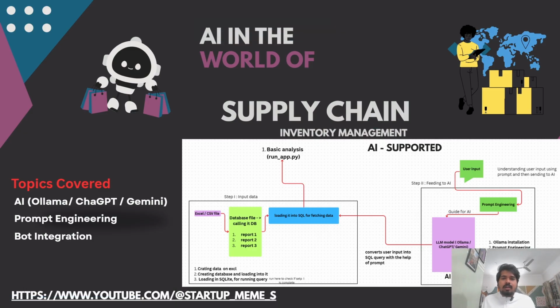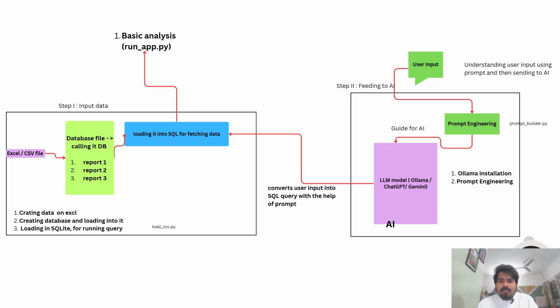Hello everyone. So I welcome you to the fifth video of this series, in which we are creating a project in supply chain inventory management using AI. This is a flow chart that we will stick to in this entire series. We've already explained the data part in the last video. You have seen how the user input goes into the prompt engineering.